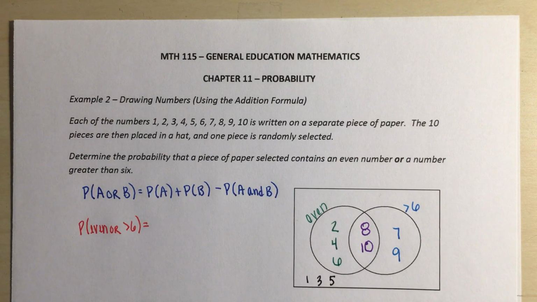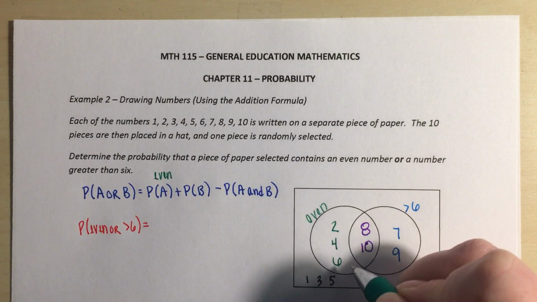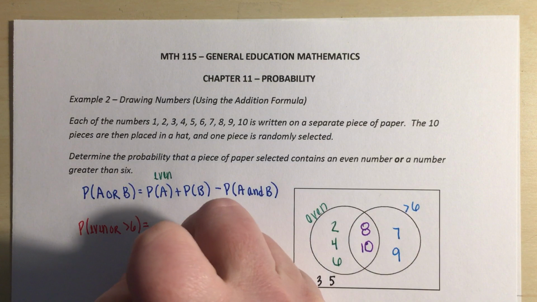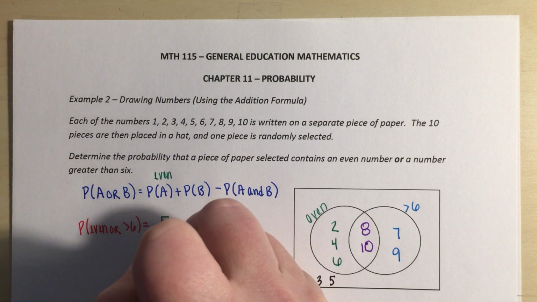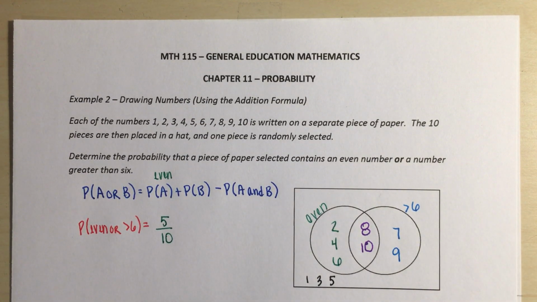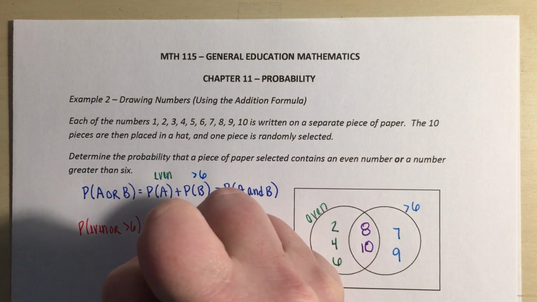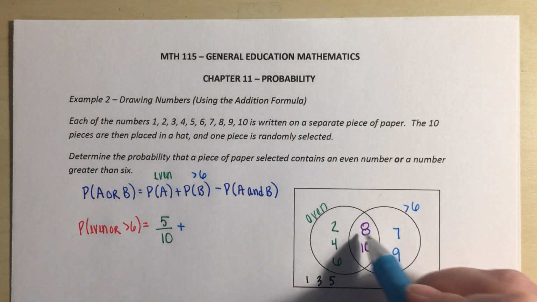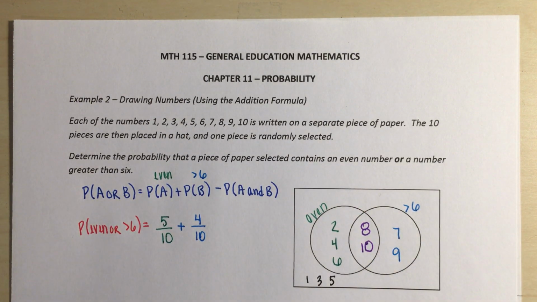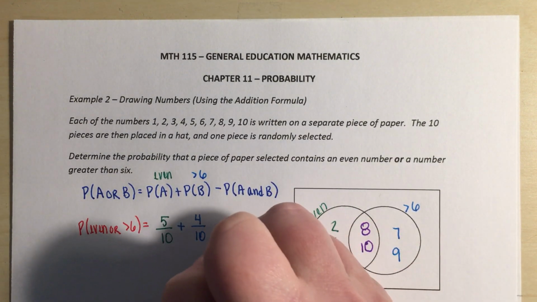our probability of A, we'll say that's our event being even. If we look at this, we had 3 here plus the 2 in the middle. That gives us a total of 5 out of our 10 numbers. All of these numbers, 2, 4, 6, 8, and 10, are even. For the numbers that are greater than 6, we have 7, 8, 9, and 10. So we have 4 numbers that are greater than 6. And for both, we had 2 numbers in the middle.